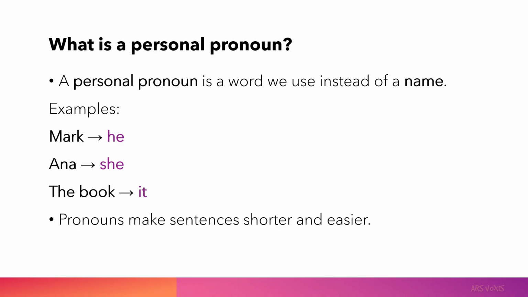What is a personal pronoun? A personal pronoun is a word we use instead of a name. Examples: Mark becomes he, Anna becomes she, the book becomes it. Pronouns make sentences shorter and easier.